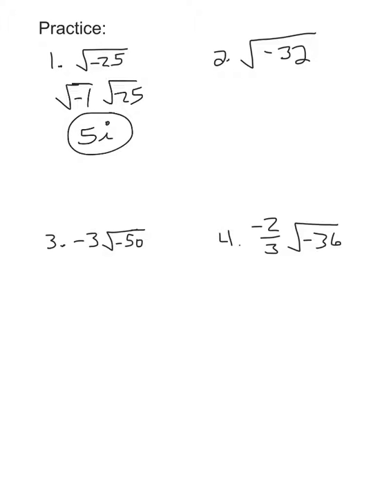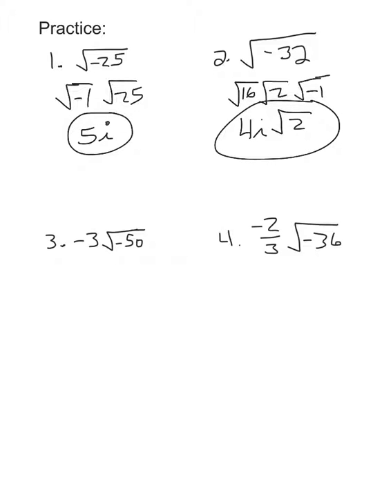Take the next one, number 2. Take the square root of negative 32. You can bust up 16 into tons of 2's and look for the buddies, or we know it is 16 times 2, and don't forget that negative sign, so times the square root of negative 1. The square root of 16 is 4, it comes out. The square root of negative 1 is i, it comes out. And the 2 can't come out, it has no buddies, so that stays. 4i radical 2.